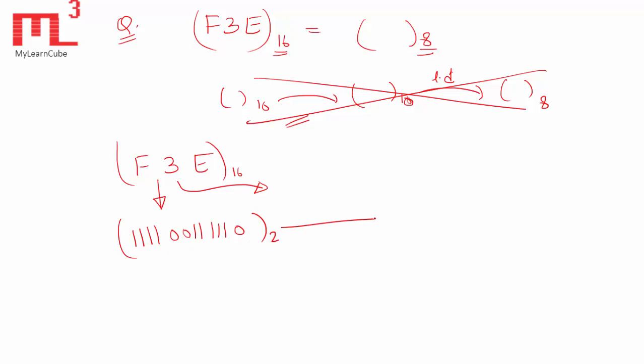Now converting from this binary to octal is very easy. Just take groups of 3 each. So what does this represent? 4 plus 2, 6. This group represents 7. This group represents 4, and this group again represents 7. Done. No need to convert from hexa to decimal and then to octal.